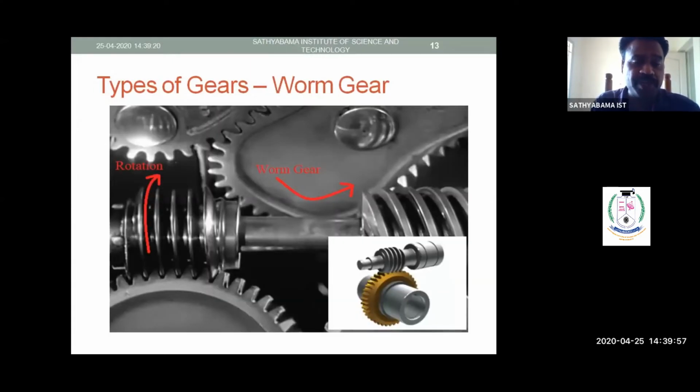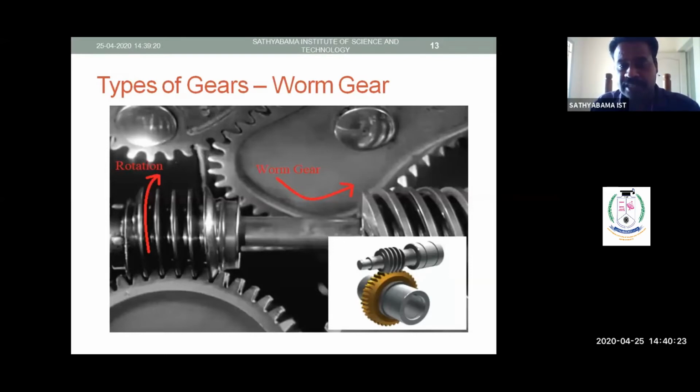Worm gears, I have already given the picture. This is another example. It is like a rack and pinion. You just see the bottom picture. It consists of one straight rod and one rounded portion. That rounded portion, shown in yellow, golden color, is called the worm wheel, and the top rod is called the worm. It looks like a rack and pinion arrangement.